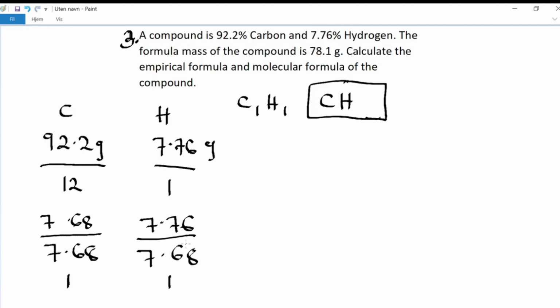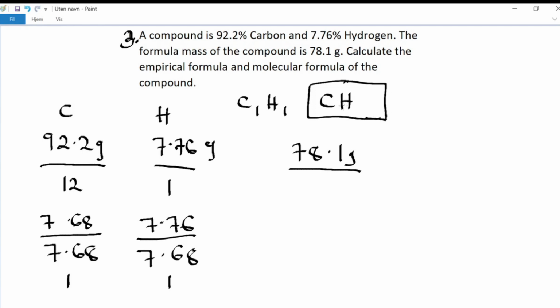So we are not done yet. We have to find the molecular formula if the formula mass of the compound is 78.1. To find the molecular formula, you have to divide the formula mass that they gave you, which was 78.1 grams, by the molecular mass that we have in our empirical formula.